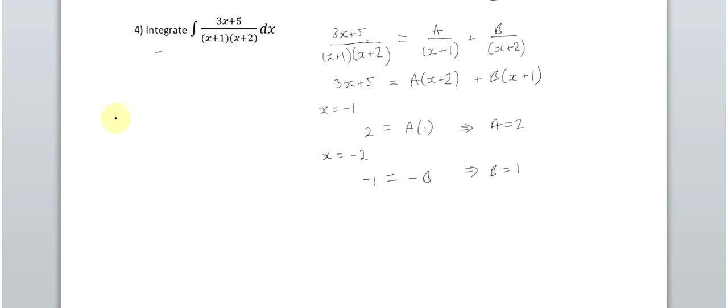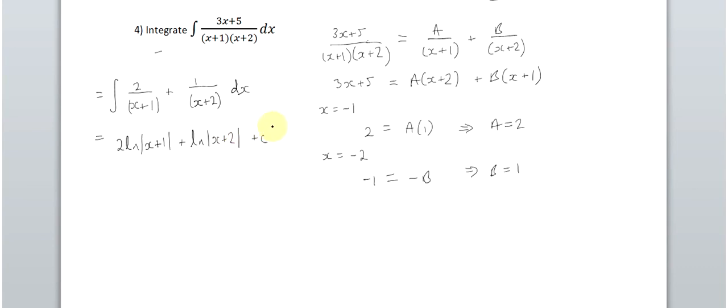So now we can get on with our integral. So this integral is equal to the integral of a, which is 2 over x plus 1, plus b, which is 1 over x plus 2, with respect to x. And these are both ln's, so 2 ln of x plus 1 plus ln of x plus 2 plus c.